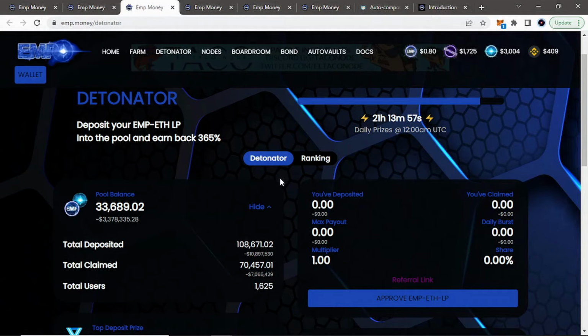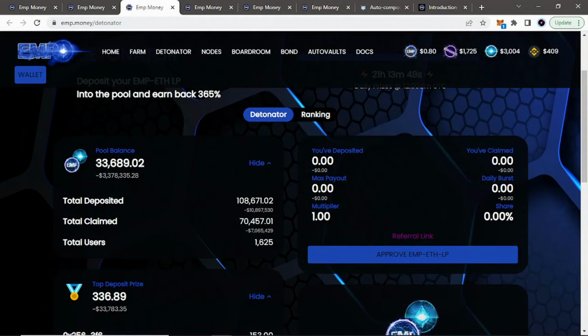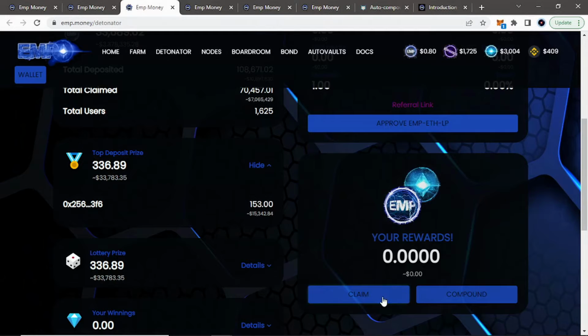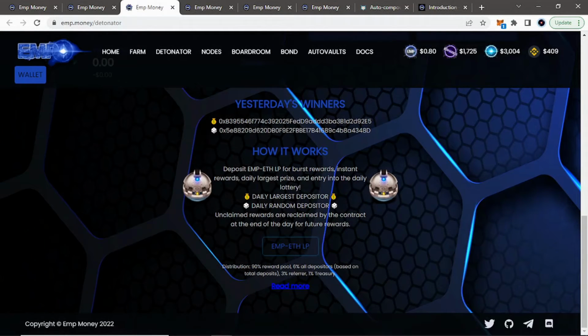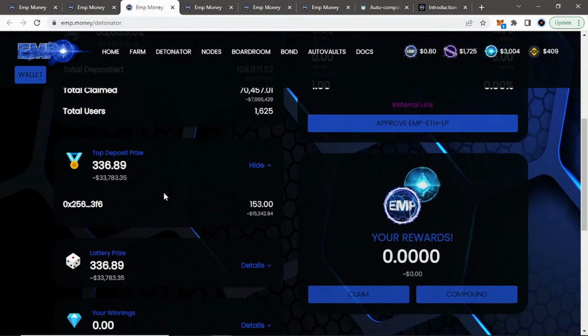And another cool thing with depositing into the detonator is they have 2 giveaways every day. So you can see the timer here. It'll show what's in the pool, what's claimed, the users, your rewards. You can claim them or compound them. And the 2 prizes they have, it does show here, is a daily largest depositor, so whoever deposits the most in the detonator, and then a daily random depositor, just a random person who deposited that day. You see the lottery prizes here.